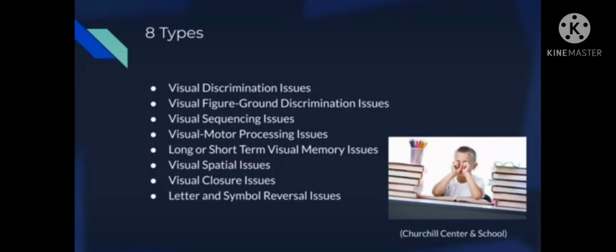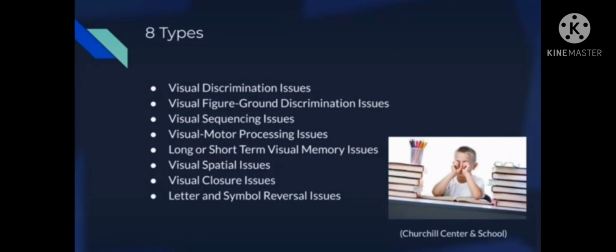Third, visual sequencing issues. The child with a difficulty in this area is unable to perceive the order of stimuli in which they appear. For example, the child has a problem arranging pictures of events in the sequence in which they are presented, in copying the alphabet or numbers in the correct order, or in seeing the order of letters in words.